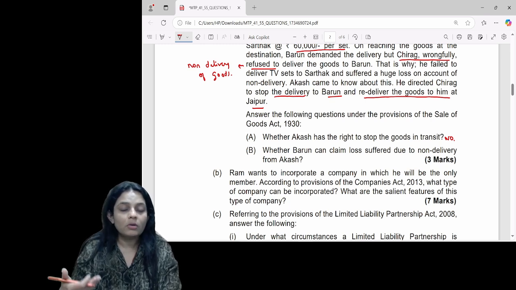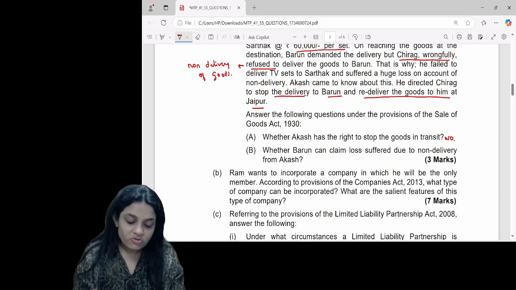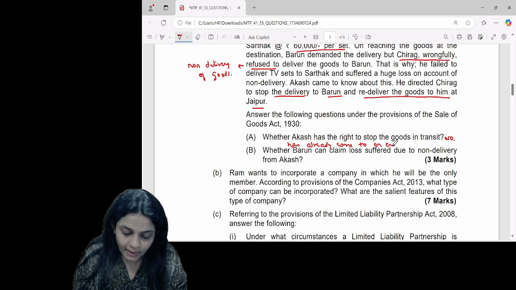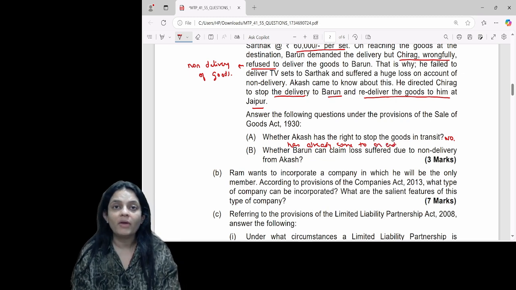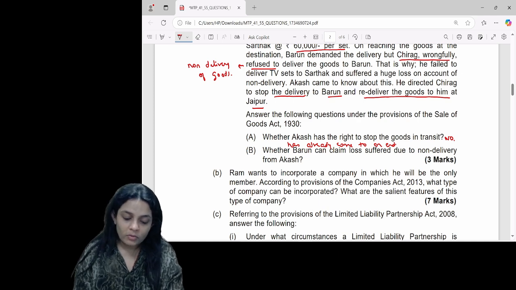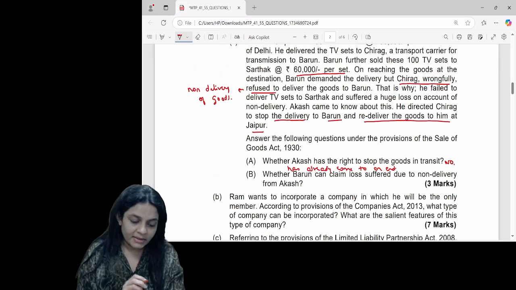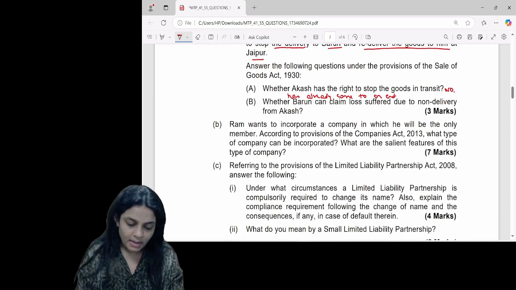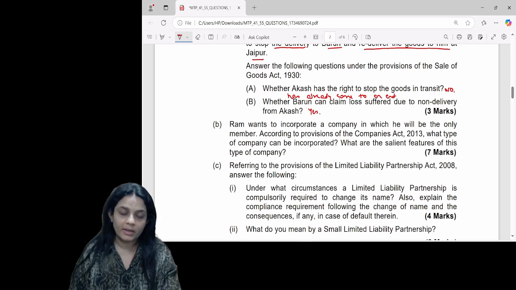The moment Barun acknowledges the goods with Chirag and Chirag wrongfully refuses, the transit has already come to an end. And when transit comes to an end, you don't have any right of stoppage in transit. Also, stoppage in transit can be exercised only in the case of insolvency. Whether Barun can claim damages due to loss suffered. Yes, because he was refused delivery of the goods. He has a right to claim for non-delivery of goods. So yes, he can claim damages for non-delivery.